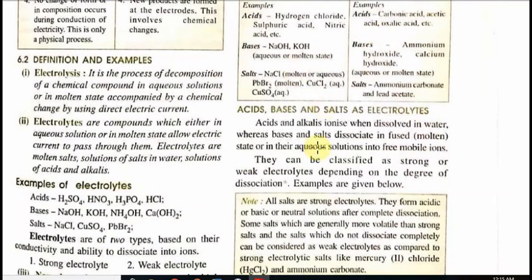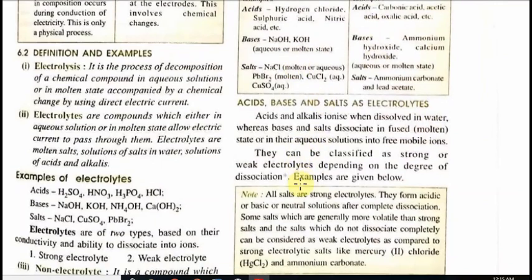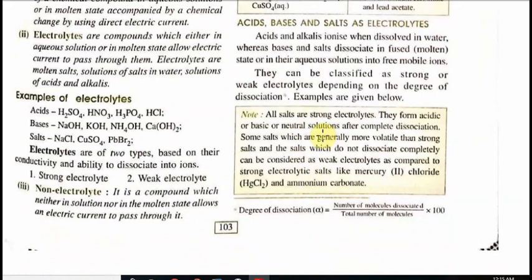Going to this box, we can see this note box. All salts are strong electrolytes because they are generally electrovalent or ionic compounds. They form acidic or basic or neutral solution after complete dissociation. Some salts which are generally more volatile than a strong salt, and salts which do not dissociate completely, are weak electrolytes.